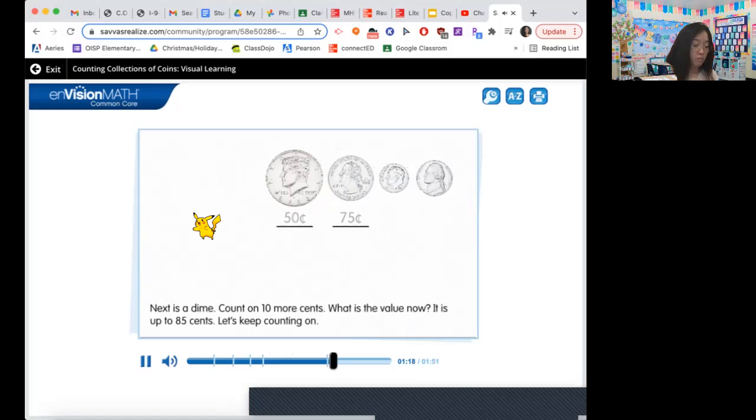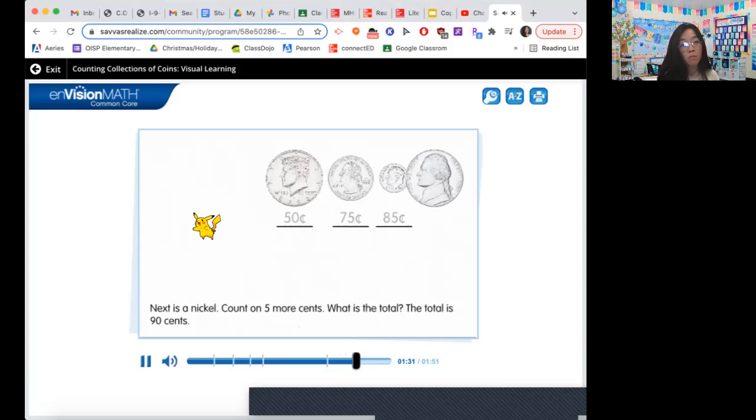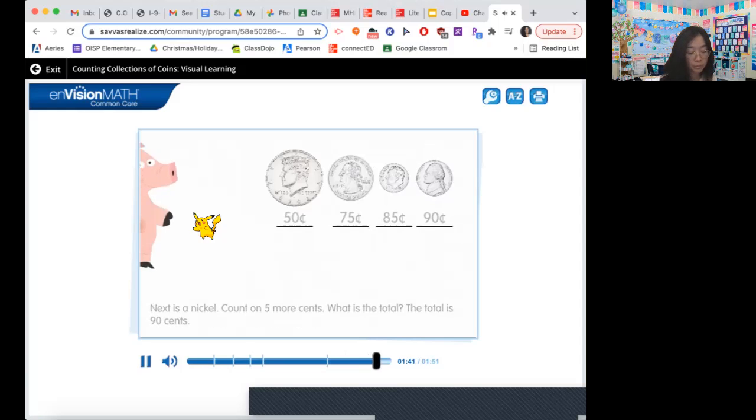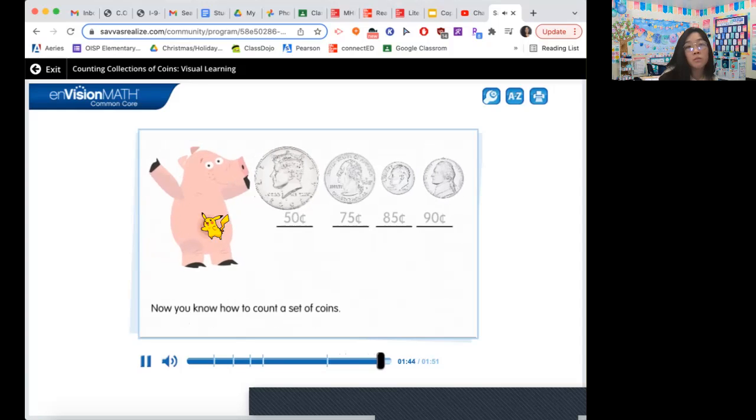Next is a dime. Count on 10 more cents. What is the value now? It is up to 85 cents. Let's keep counting on. Next is a nickel. Count on 5 more cents. What is the total? The total is 90 cents. Now you know how to count a set of coins.